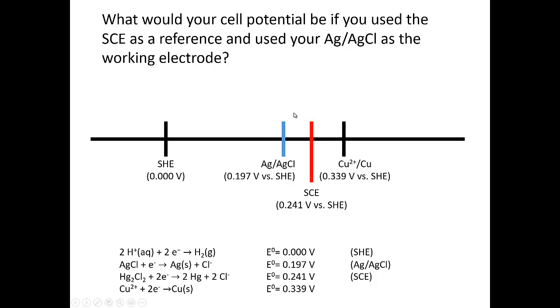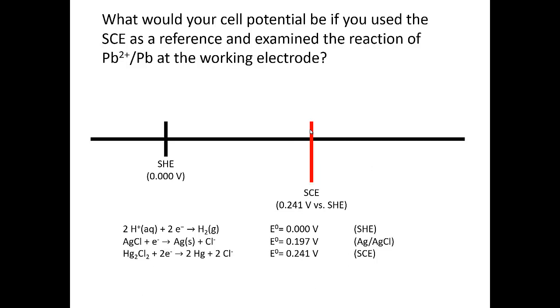I hope you realized it would be negative. How much negative? That's essentially what I'm asking. In this case, it would show up negative 0.044 volts compared to the SCE. So SCE is set to 0, and then I need to figure out where my lead is on this chart. I would look up my lead on my standard reduction potential site, and I would notice that it's negative 0.13 volts.